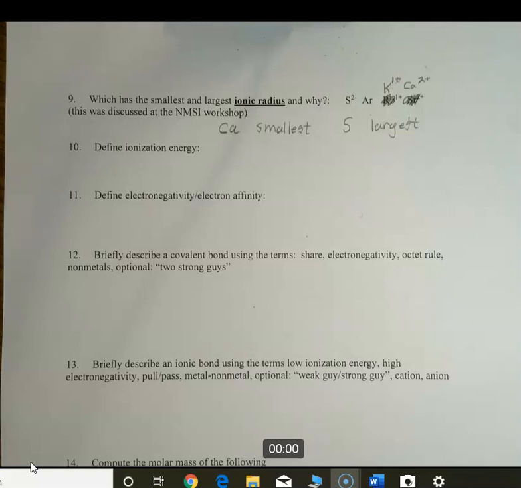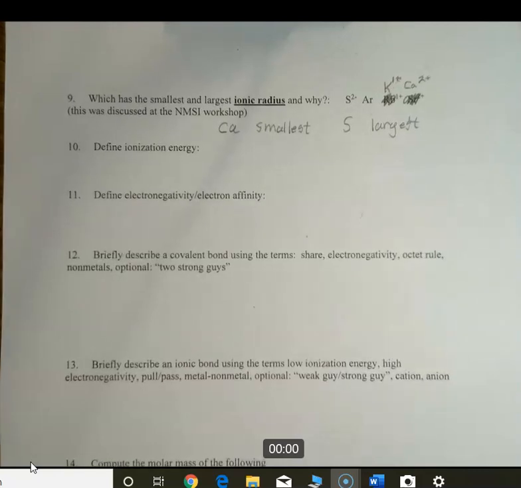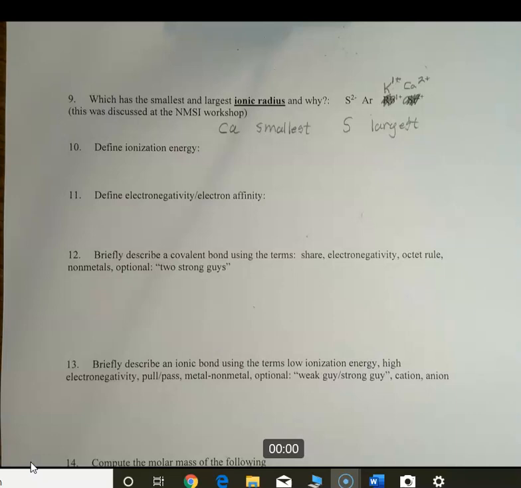They do it in such a way that they create an octet for themselves, and the shared electrons count as electrons for each of the atoms that share them. So that's basically simply the definition of a covalent bond. Again, you can go back and review some of your early assignments for that.